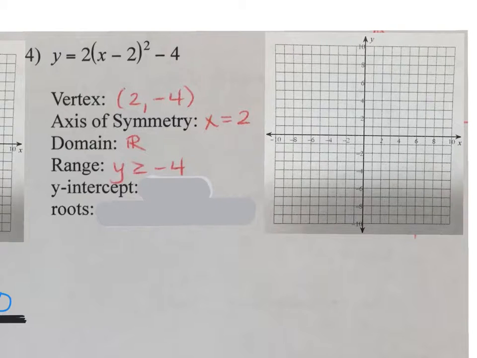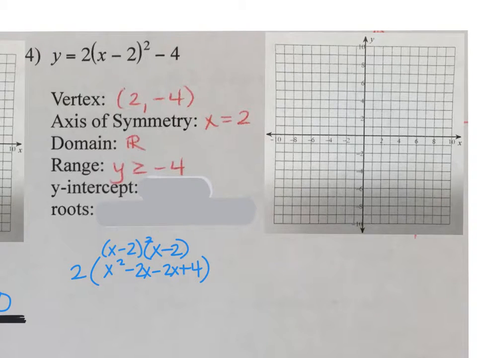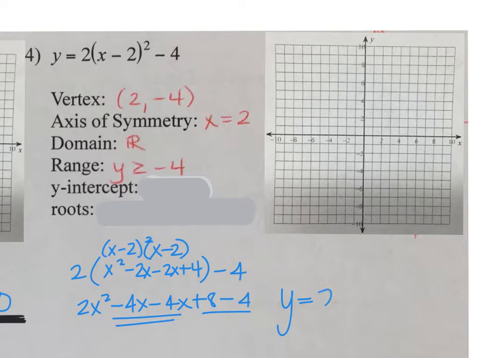So again, to find the y-intercept, we always have to multiply everything out. So I'm going to do x minus 2 squared, which really means to do x minus 2 times x minus 2. So if I do that, most of you are going to use the box to do that. Now I'm going to bring the 2 down and negative 4 down. 2x squared minus 8x plus 8 minus 4. Combine my like terms. That gives me y equals 2x squared minus 8x plus 4.